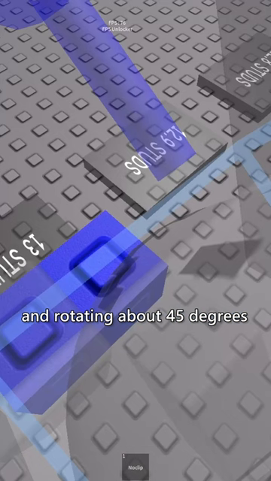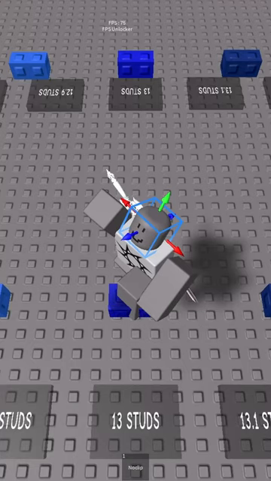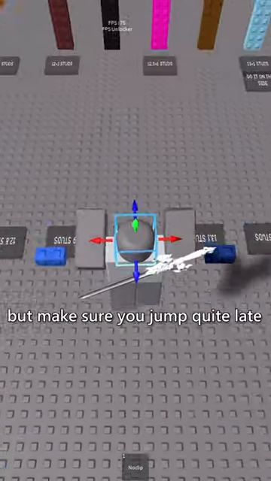The beginning platform has to be climbable, and then rotating about 45 degrees, and you can use alignment keys for this. Alignment keys are comma and period. Then you want to shift like on first person, so you're tilted all the way. And then W and space, but make sure you jump quite late.